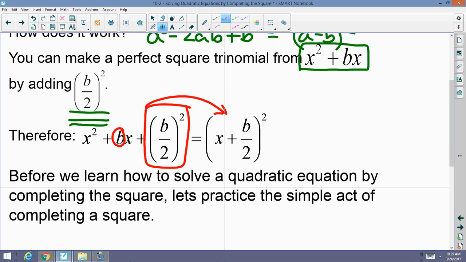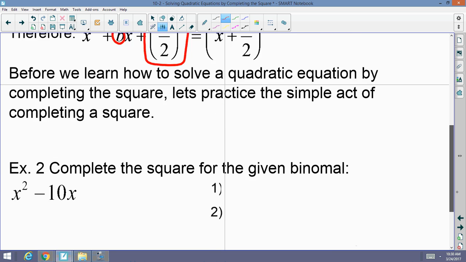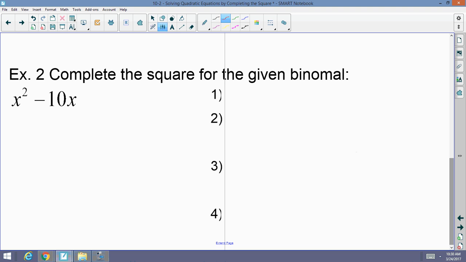But like always, we're going to break it down little by little. Before we learn how to solve a quadratic equation by completing the square, let's just practice the simple act of completing the square. Let me show you how to find and locate that b, how to divide it by 2, and what to do when you're squaring it. So for example, I want to just complete the square. I'm not solving yet.